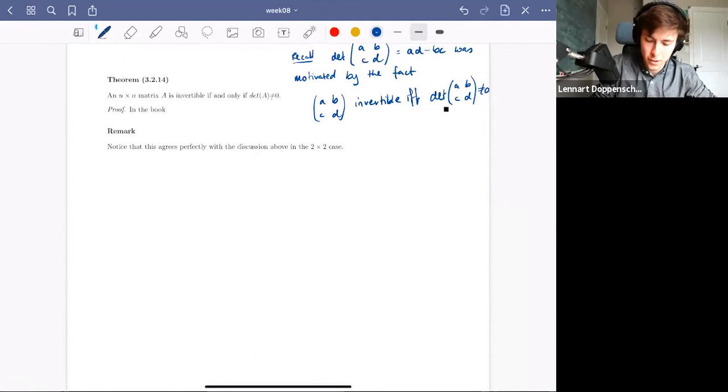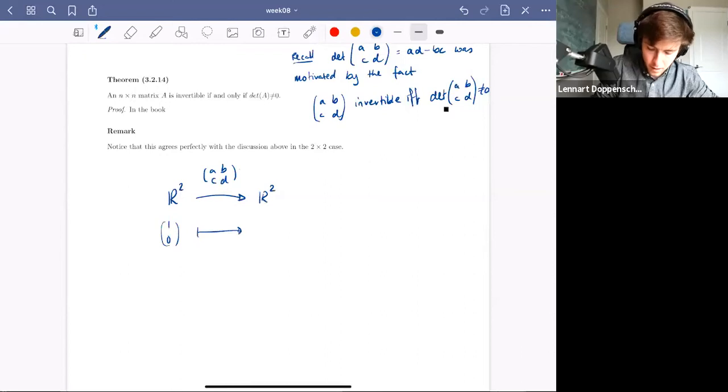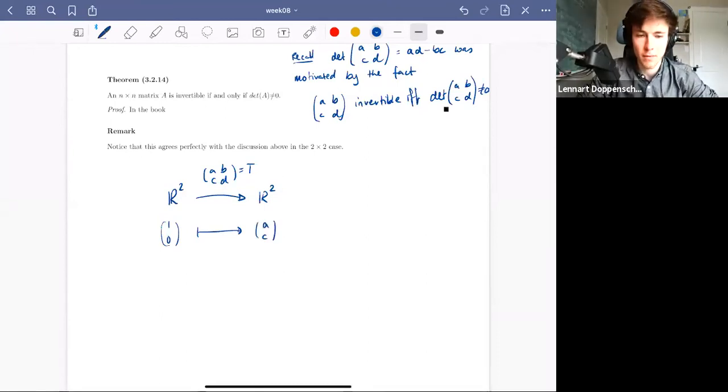I can only remind you, I think we talked about this. If you think about this 2 by 2 matrix A, B, C, D as a transformation, it sends the vector 1, 0 exactly to the first column, because if you multiply A, B, C, D with the first standard basis vector, you get the first column. And it sends the second one to the second column, B, D.